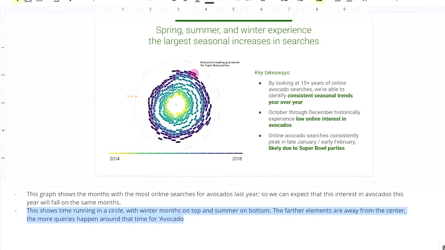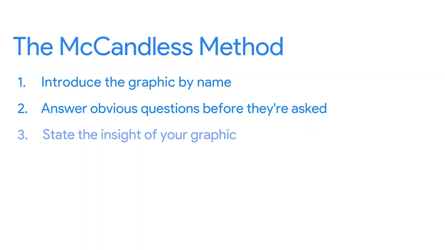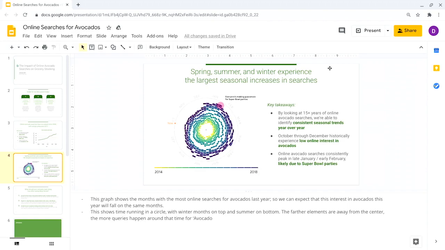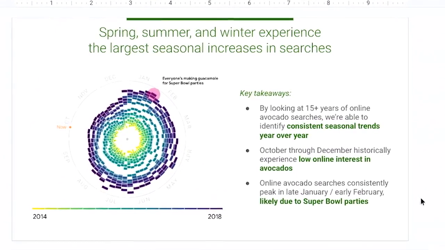Now some of the answers to these questions are built into our presentation. Once you've answered any potential questions your audience might have, you'll want to state the insight your data viz provides. It's important to get everyone on the same page before you move into the supporting details. We can write in some key takeaways to this slide to help our audience understand the most important insights from the graphic. Here, we let the audience know that this data shows us the consistent seasonal trends year over year.